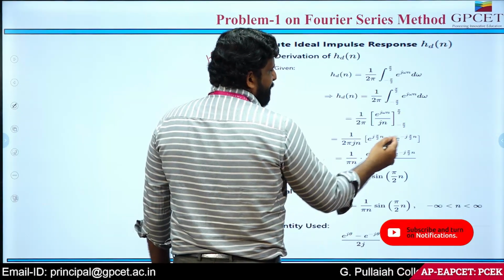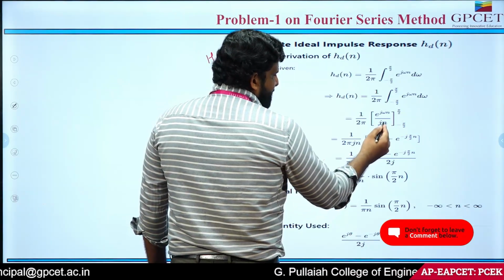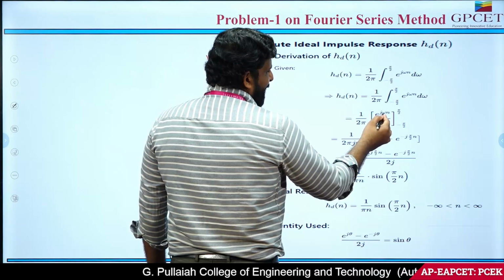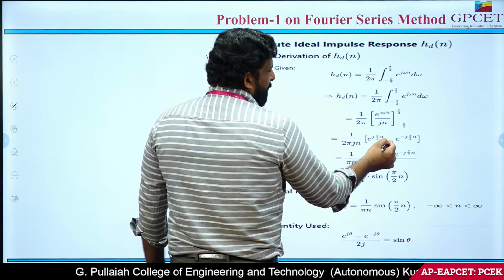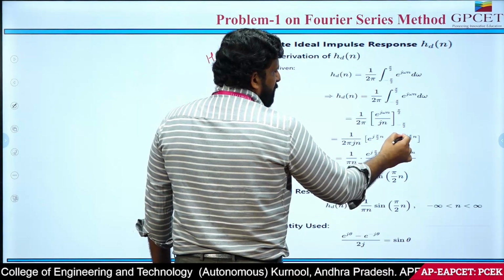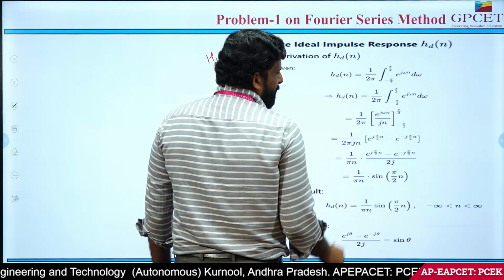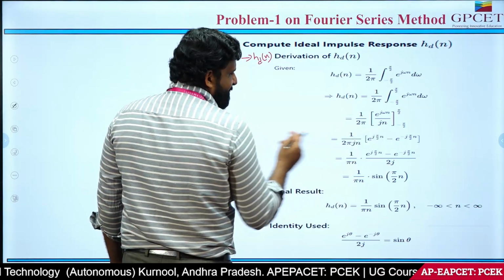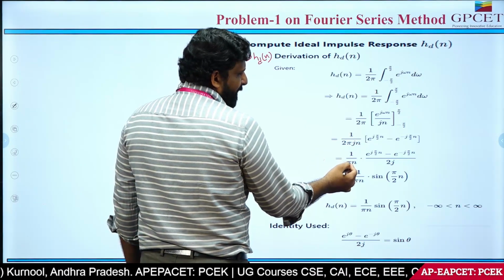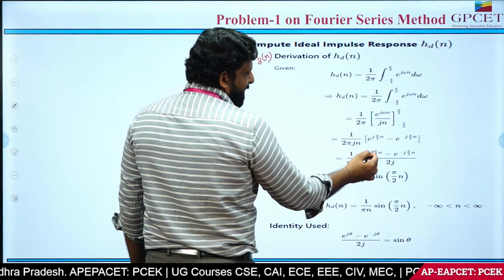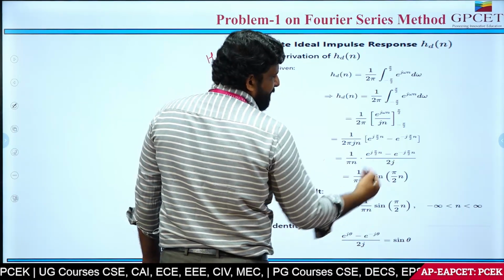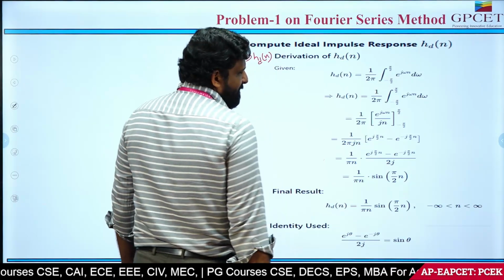Applying the limits, upper limit minus lower limit, the jn comes outside, and it will be e power j pi by 2 into n minus e power minus j pi by 2 into n. Taking the 2j inside and rearranging the equation, that is 1 by pi n times the bracket of e power j pi by 2 n minus e power minus j pi by 2 n, divided by 2j.